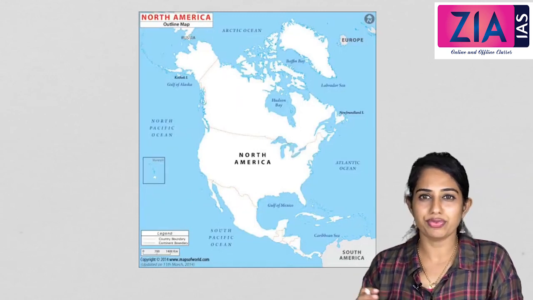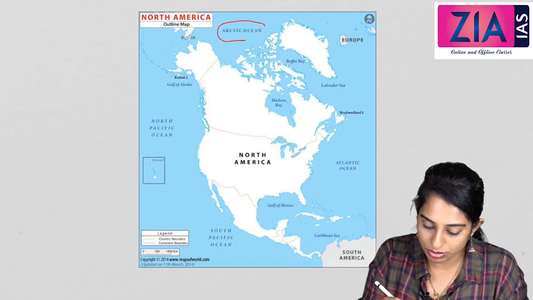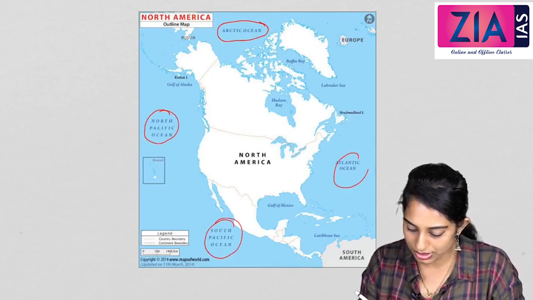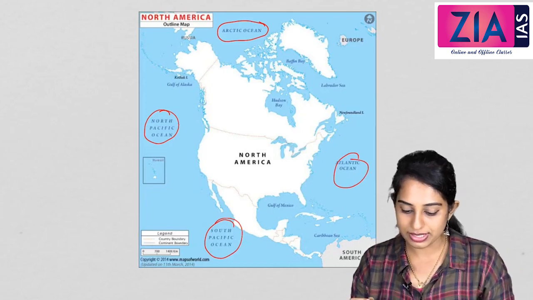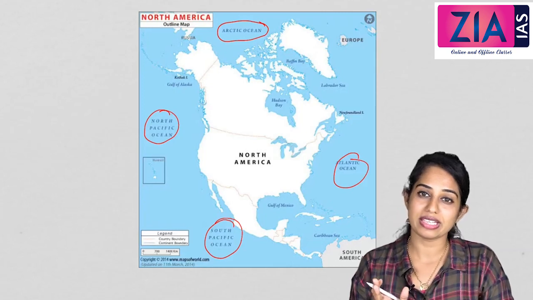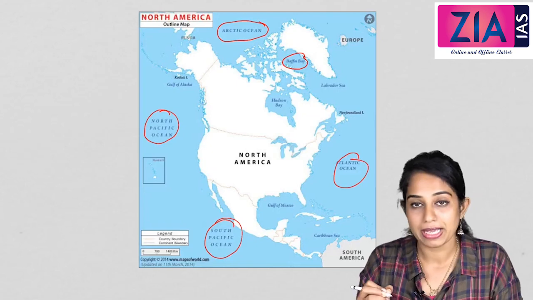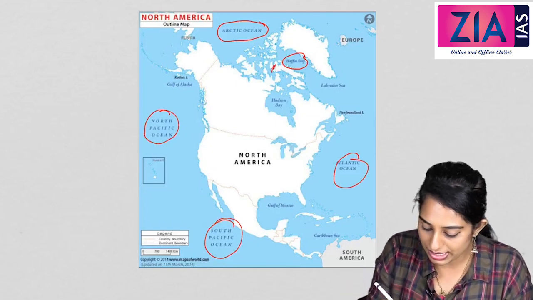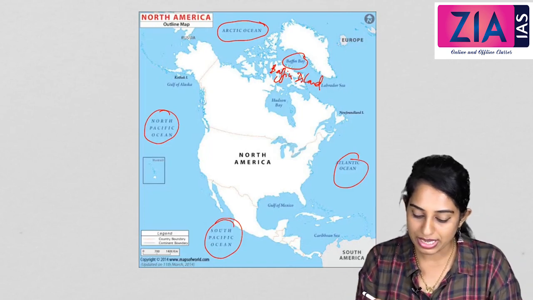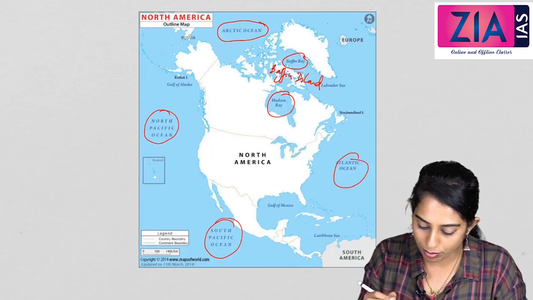Next we will understand a few physical features with regard to North America. We can see that the Arctic Ocean is here, North Pacific Ocean, South Pacific Ocean, Atlantic Ocean. Towards the northeastern part of Canada we can see Baffin Bay. It is called Baffin Bay because this area is called Baffin Island. And we have Hudson Bay here. This is an area very important.